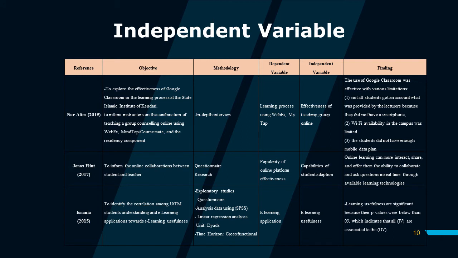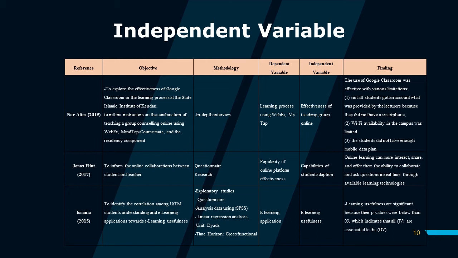There are three independent variables based on the online platform. First, according to Nur Alim in 2019, she identified that Google Classroom is the best platform that is suitable and easy for students to access.